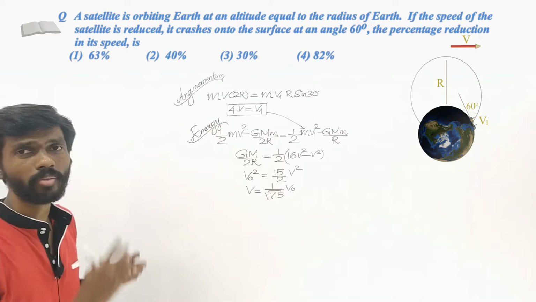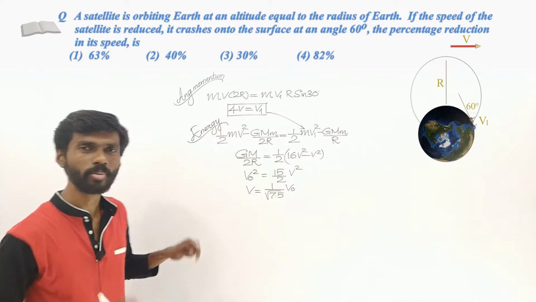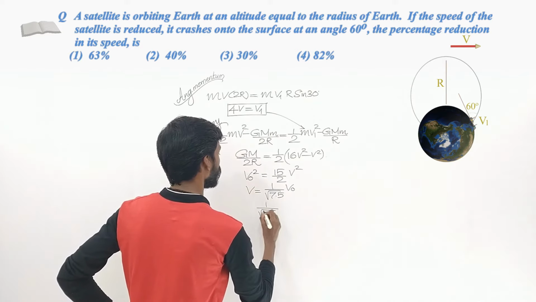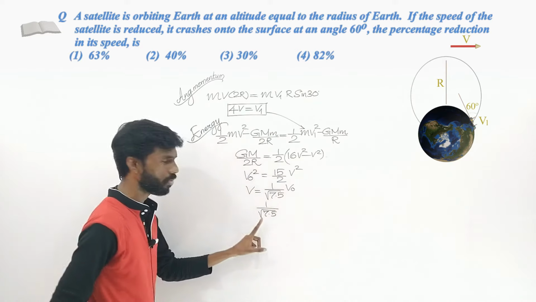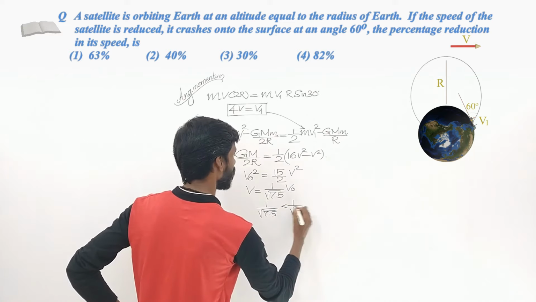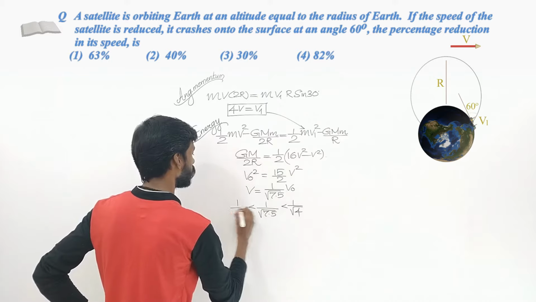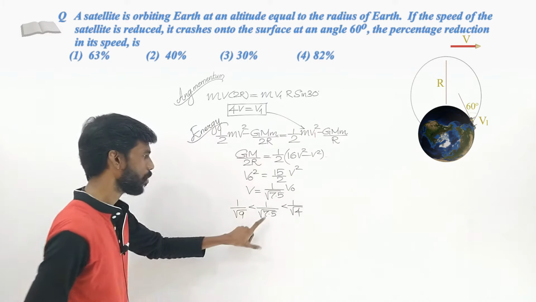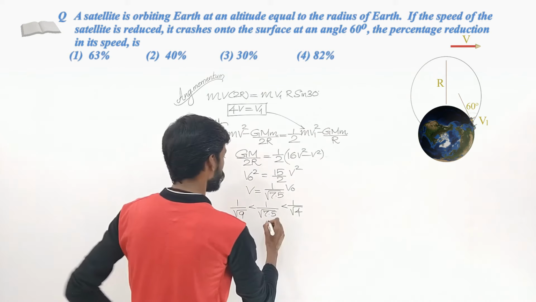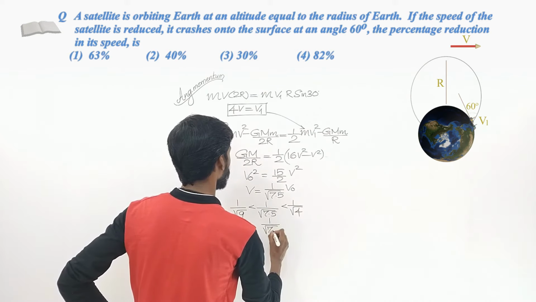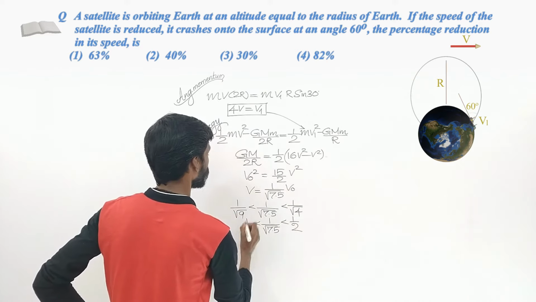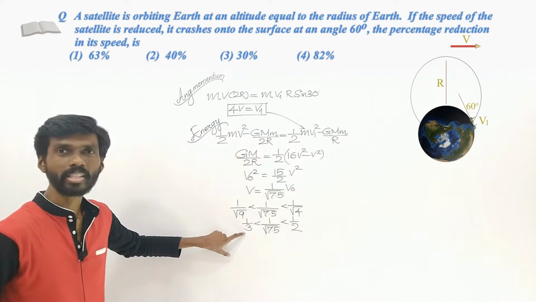But as the options are not very close to each other, let us just find the approximate values. Root 7.5 is an unknown value, so let us find an approximate value. 7.5 lies between 4 and 9, so root 7.5 is greater than root 4 but less than root 9. Because 7.5 lies between 4 and 9, this relation holds. So 1 by root 7.5 is less than 1 by 2, but greater than 1 by 3. This value is approximately 0.33.